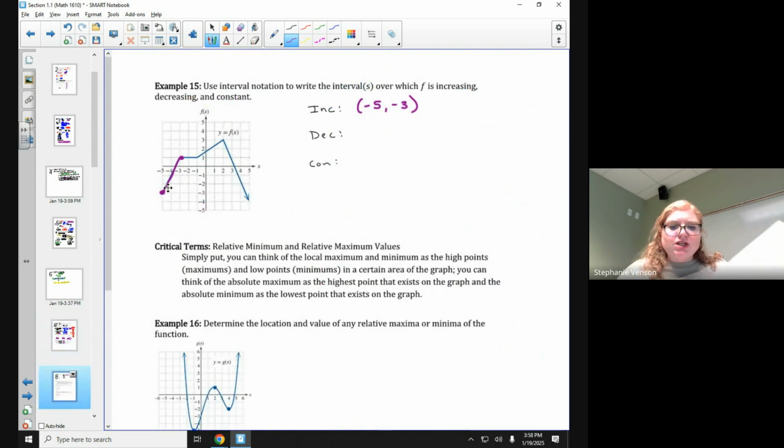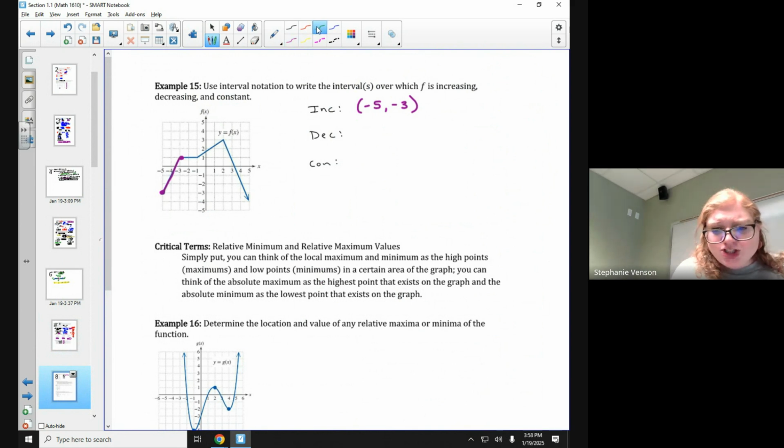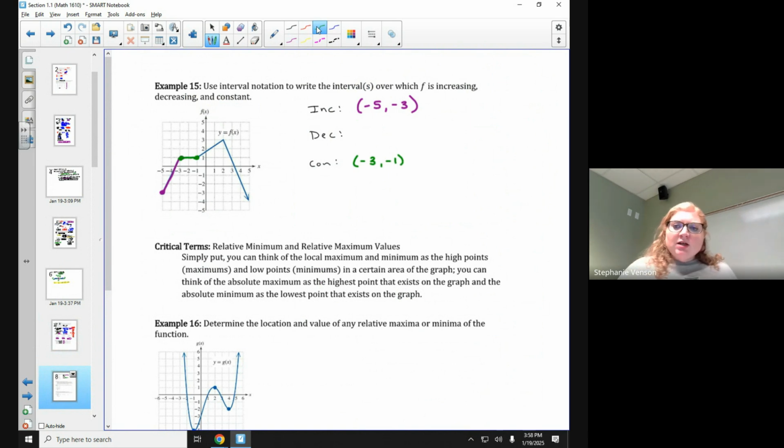So this first piece was increasing. Then it changes and it begins to just move horizontally to here. So that piece is constant. So I would say that the graph is constant from -3 to -1. Then the graph starts to increase again. And it increases all the way to here, which is at x value 2. So I would say that there's another increasing interval from x value -1 to x value 2.